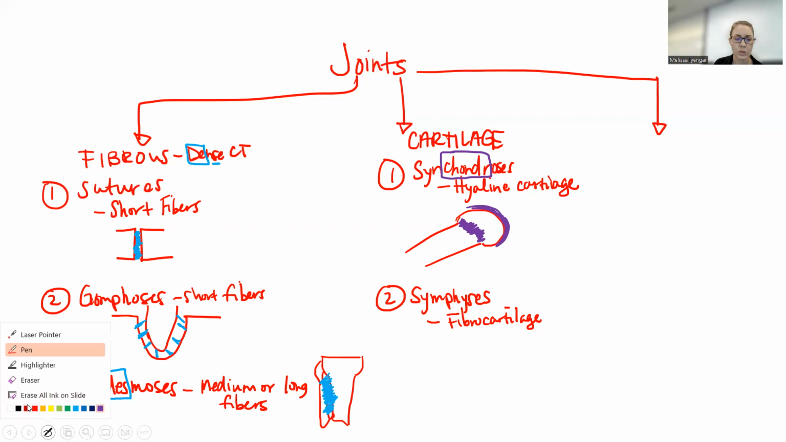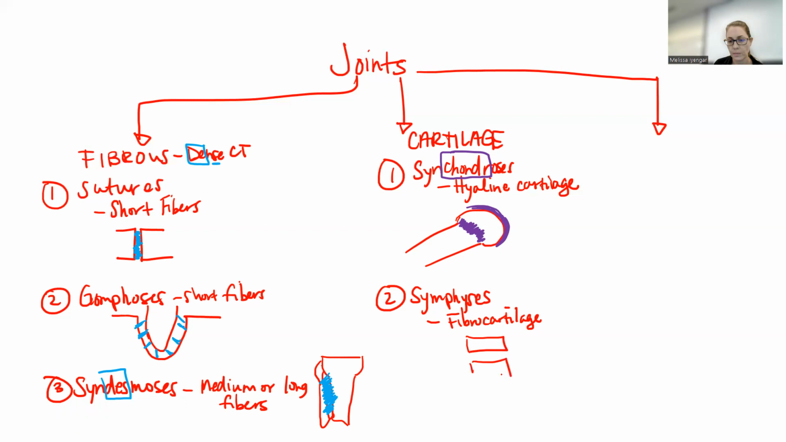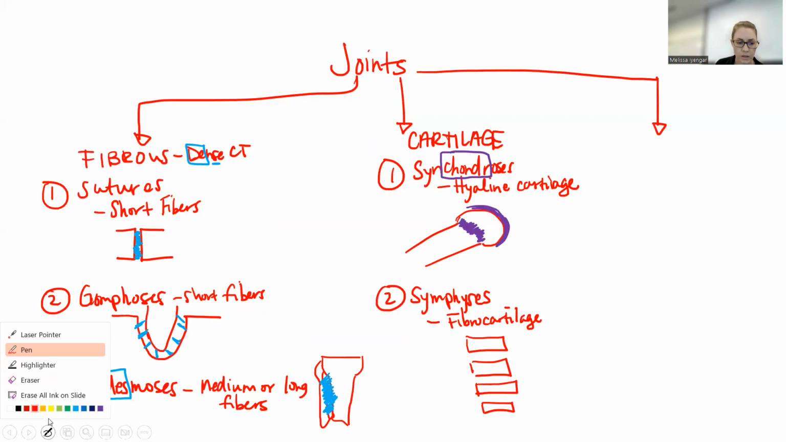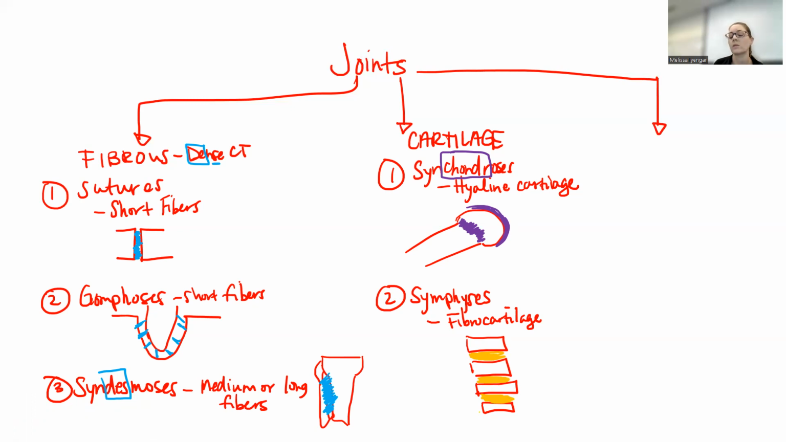For symphysis, what you might want to draw is you have like your vertebra. This is the anterior side of the vertebra. And then, whoops, pick a different color so that you know that it's not the same exact thing. Like you could pick a dark blue. In this case, I'm just going to make it yellow or orange so that I know my fibrocartilage is a different type of tissue than my hyaline cartilage. And that creates my symphysis right there. So that will be my intervertebral discs.